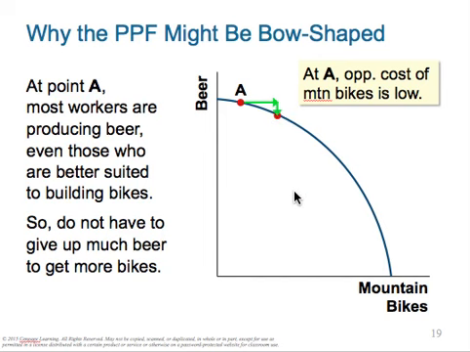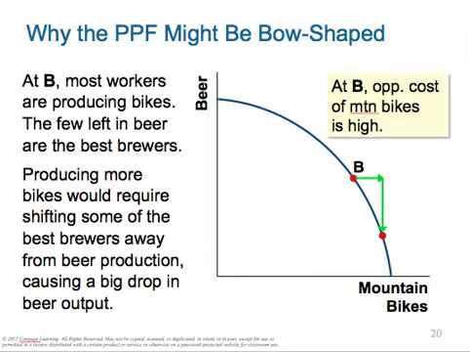Here we're using workers as a more general term for resources to keep things simple, just like our previous examples. Now at point B, the opportunity cost of mountain bikes is high. So you see this big drop off here. That's a considerable change from producing this many mountain bikes to producing that many mountain bikes. At point B, most workers are producing bikes. You have more producing bikes than you do beer.